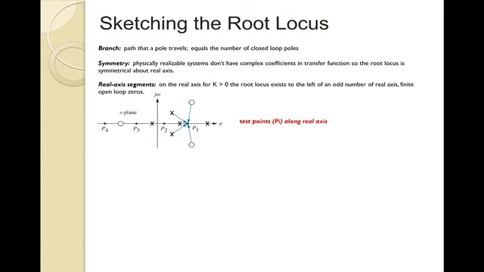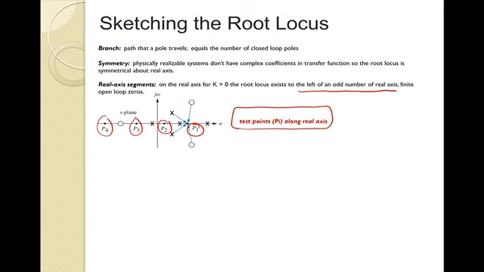Next, we'll look at real axis segments, and real axis segments are the following. So on the real axis, as k is greater than 0, so as we increase the value of gain, the root locus will exist to the left, and this is important, to the left of an odd number of real axis finite open loop zeros. Okay? So as we look at this, let's assume we have a variety of test points here along the real axis, p sub i. So we have P1, we have P2, P3, and P4.